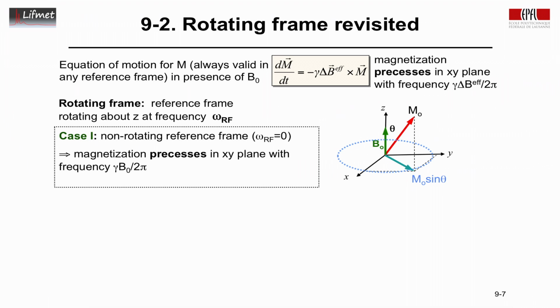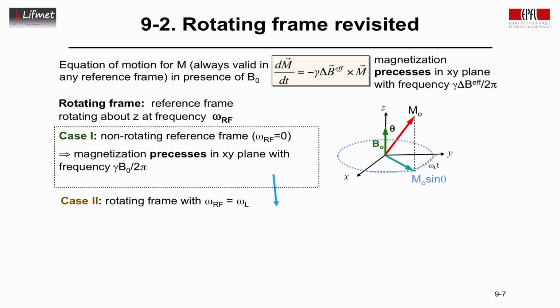So the transverse magnetization will precess with an angular velocity omega L. Its angle will increase with omega L t. It goes around B0 in circles, the transverse component. If we take the transverse component, it will simply do this motion. That's the Larmor equation in the non-rotating reference frame.